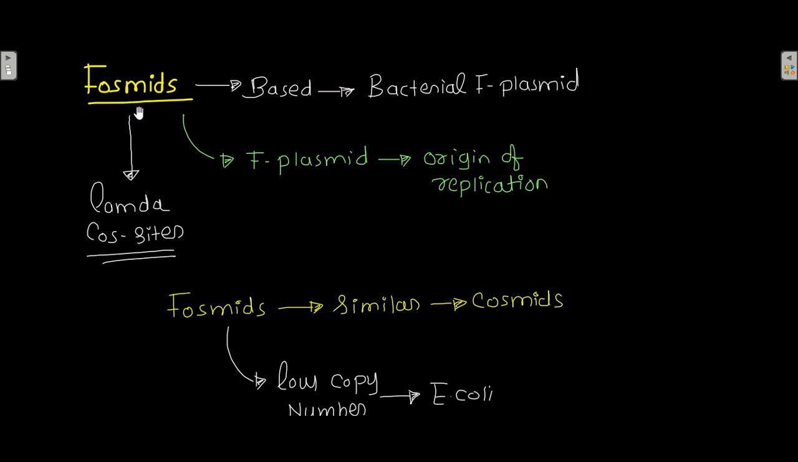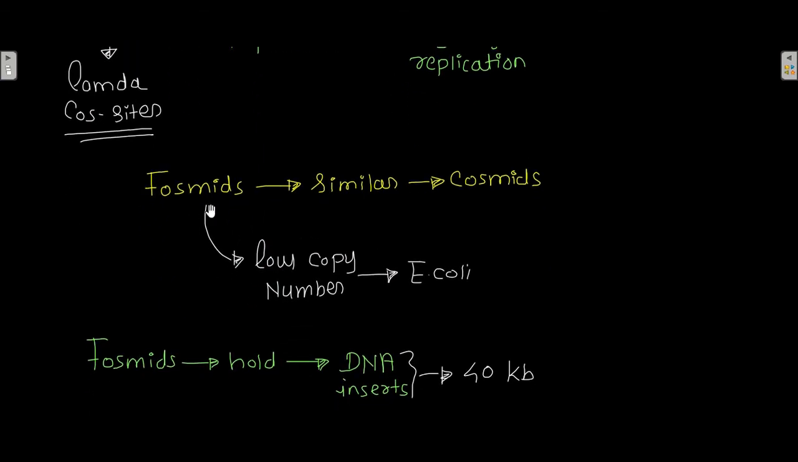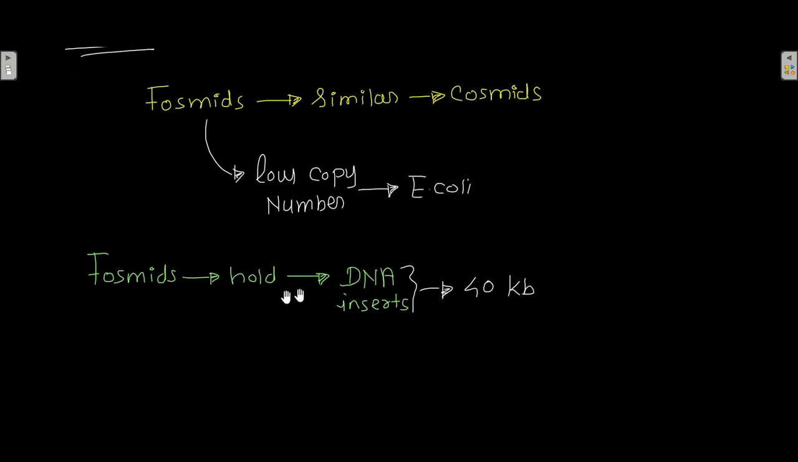Now there is something known as fosmids. Let's discuss that. These fosmids are based on the bacterial F plasmid, and they contain the F plasmid origin of replication, and they also contain lambda cos sites as well. The fosmids are similar to Cosmids, but the copy number of these fosmids is low in E. coli. These fosmids are able to hold DNA inserts of about 40 kb in size.